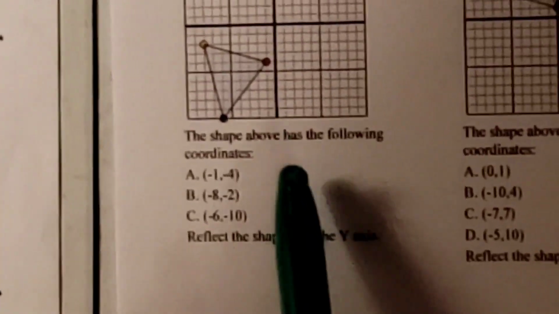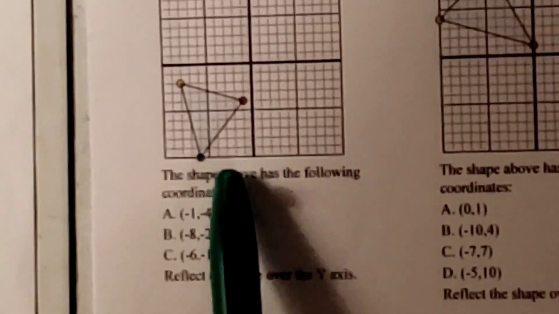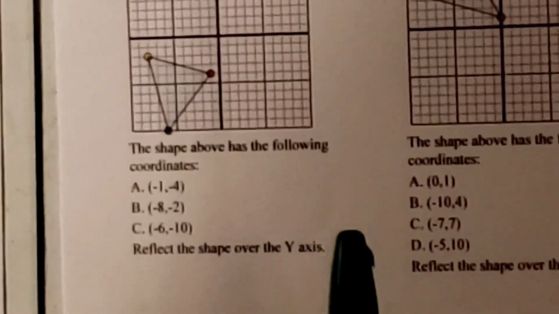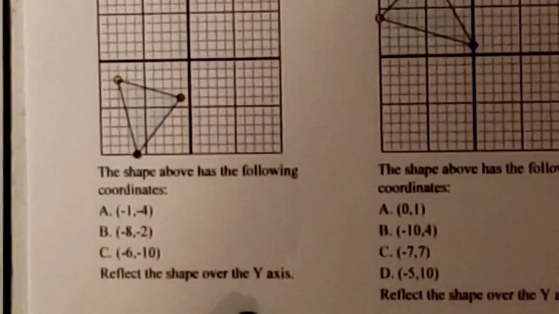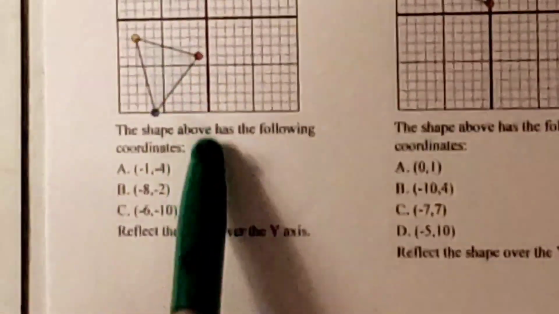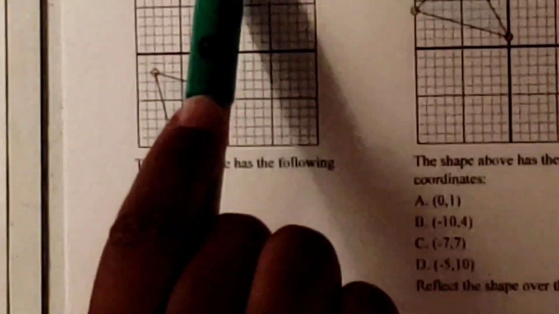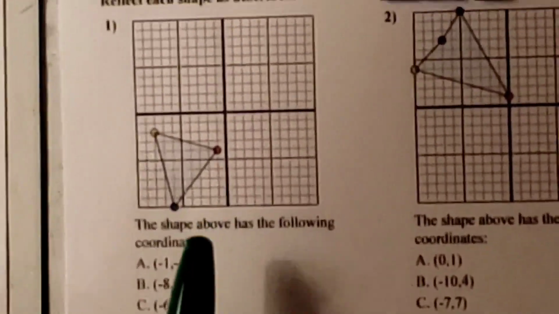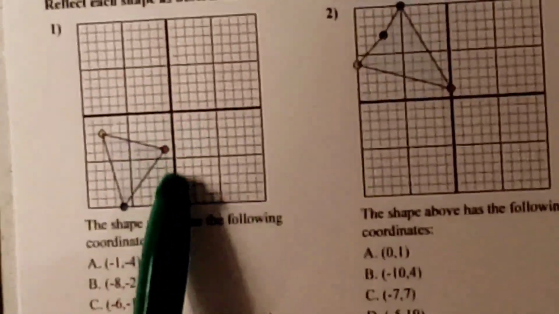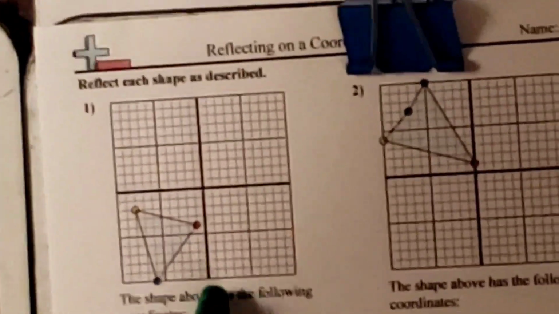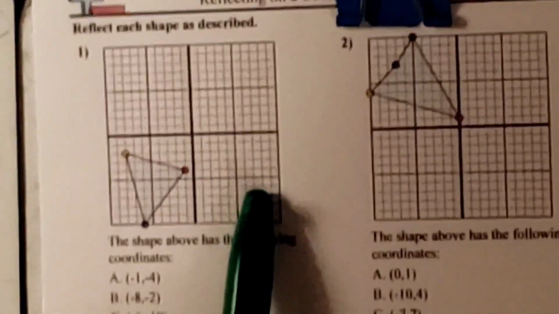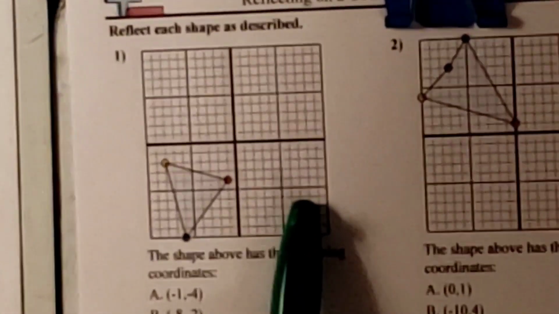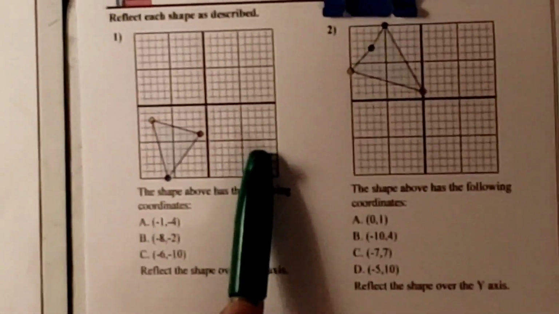So look at number one. Number one, we have a triangle in the third quadrant, and it says to reflect the shape over the y-axis. And the y-axis, remember, goes up and down. So the y-axis is going to be like a mirror. So this triangle is looking at the mirror right here in the middle, which is the y-axis. So if it looks in the mirror, it should see itself over here.